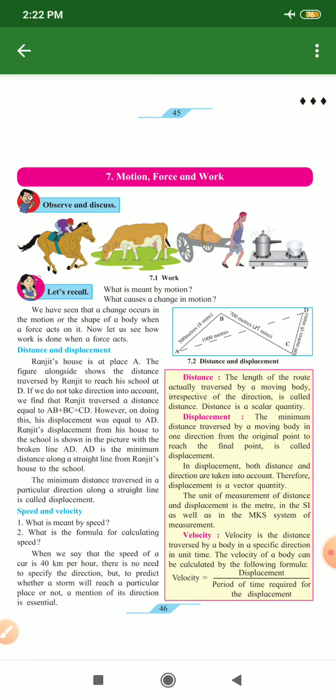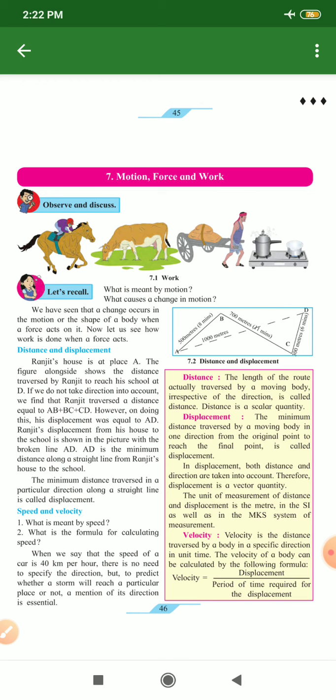Now let us learn what we mean by speed and velocity. So what is meant by speed? We'll be studying about it, but still I would like to tell you what is speed. Speed is the rate at which an object covers certain distance. I shall repeat it. Speed is the rate at which an object covers distance.